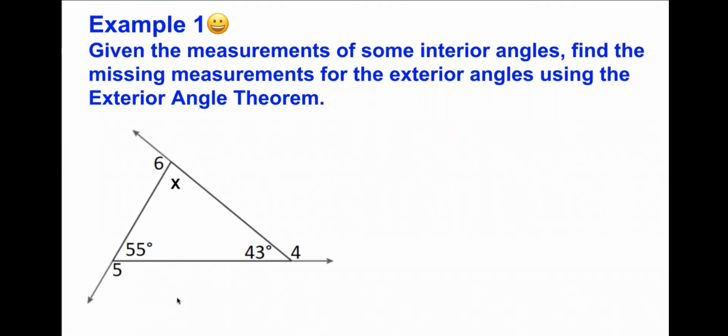Why do we need to know that? Because we need to know the measurements of our angles inside. If you guys recall, the interior angle or triangle sum theorem states that whenever we have angles inside our triangle, their sum is going to equal 180 degrees.